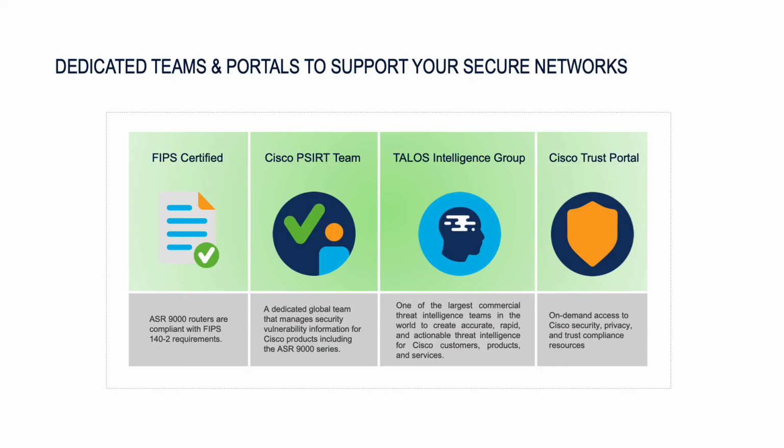And of course, secure operations has always been a key feature of the ASR 9000 router at Cisco. We've always supported network protection using DDoS and ACLs. And we also support data encryption using MACsec. All ASR 9000 routers are compliant with FIPS 140 requirements. We have a dedicated team that manages security vulnerability information for the ASR 9000, which is called the Cisco PSIRT team. Along with this, we also have the Talos Intelligence Group and the Cisco Trust Portal, which continuously help us improve and support security and trust on your ASR 9000 devices.